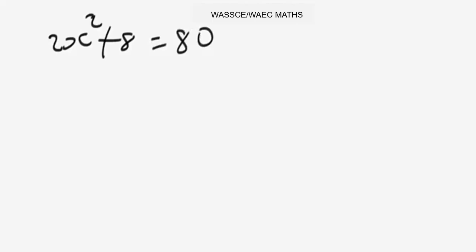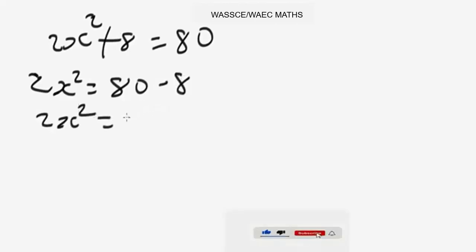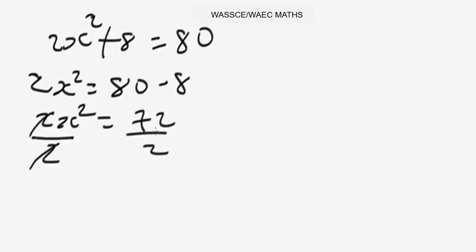So as usual, you collect the number terms. When you collect the number terms in this case, you're going to have 2x squared equals 80, and this plus 8 goes over the equality sign as minus 8. So when you break this down, you're going to have 2x squared equals 80 minus 8, which will give us 72. Okay, now divide both sides by 2. So 72 divided by 2, we're going to have 36. So we now have x squared equals 36.